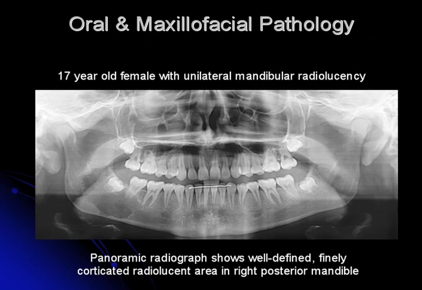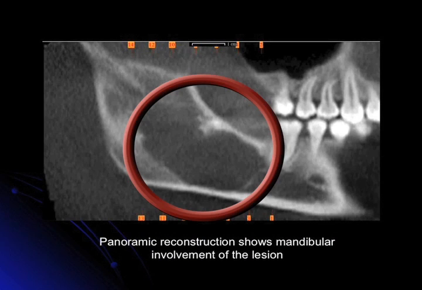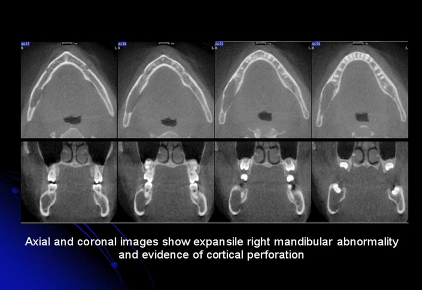When you look at the panoramic, it doesn't give you a sense of really the extent of this lesion, but when you look at it here, it gives you a lot better notion of the extent of the lesion. And then here are different axial and coronal images that show this radiolucency and the extent of it. And here, you can see that there's evidence of cortical perforation right here.